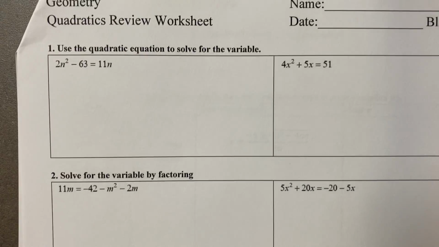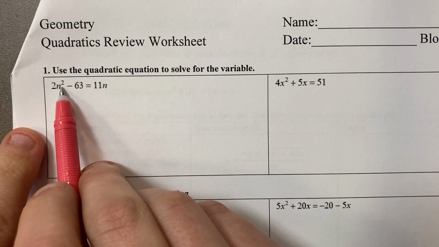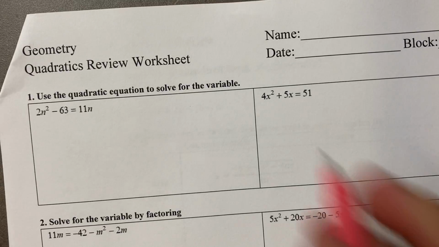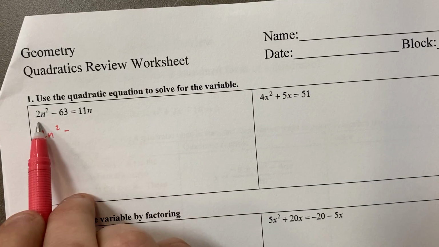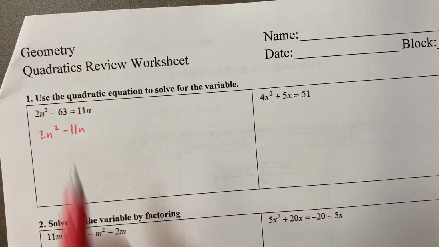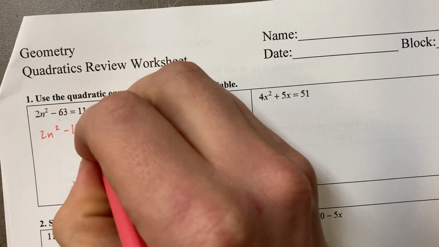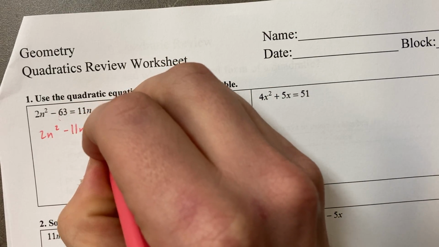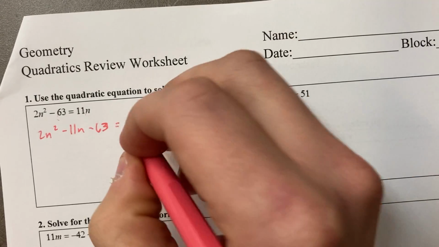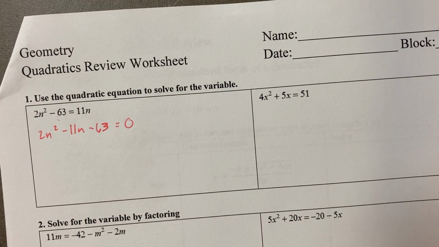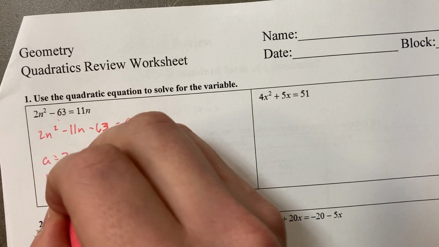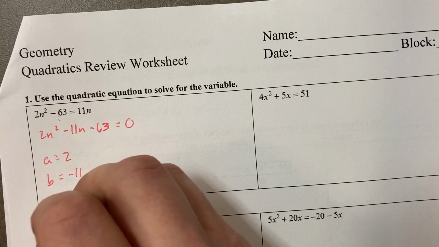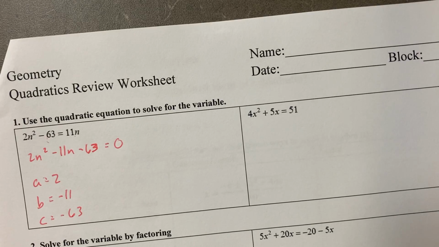All right, first thing you're always going to do when you have a squared is set it equal to 0. So 2n squared, we're going to move the 11 over, which means we have to subtract it. Minus 63 equals 0. Now we have A equal to 2, B equal to negative 11, and C equal to negative 63.